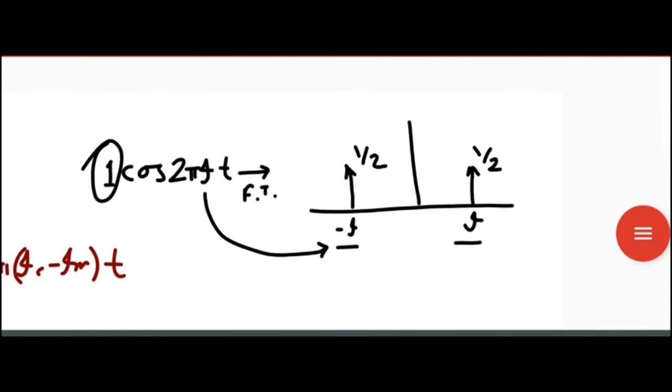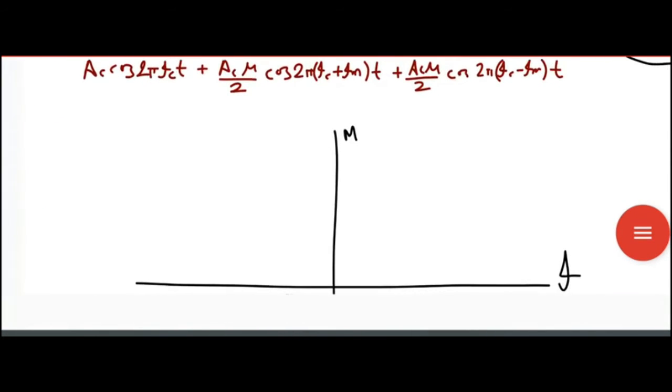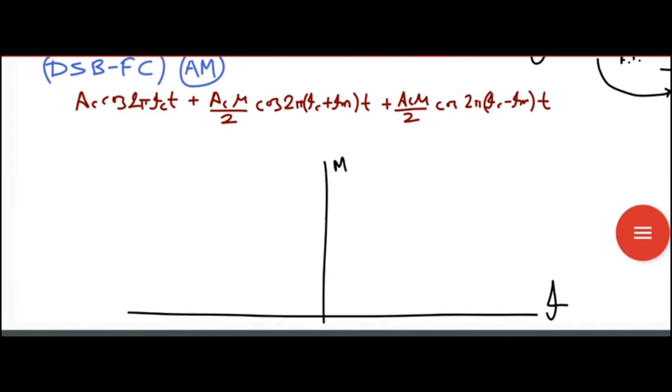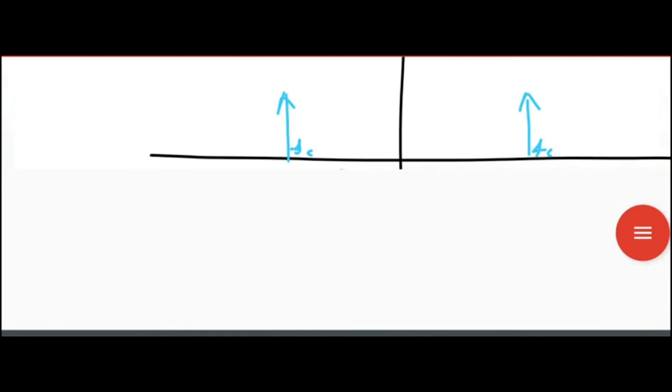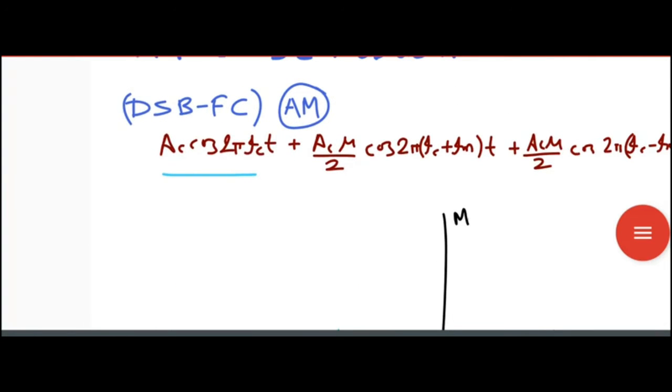Now we will apply this same rule in this equation. Here we have AC cos 2 pi FC t. So what will happen is that we will get an impulse at minus FC and plus FC. So this is the location FC and this is the location minus FC.